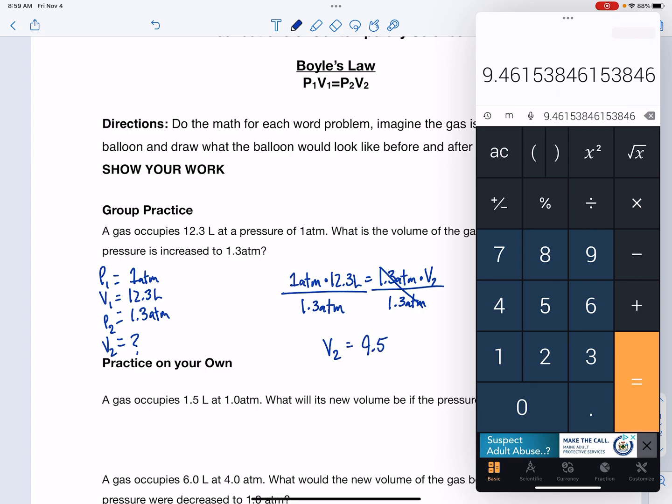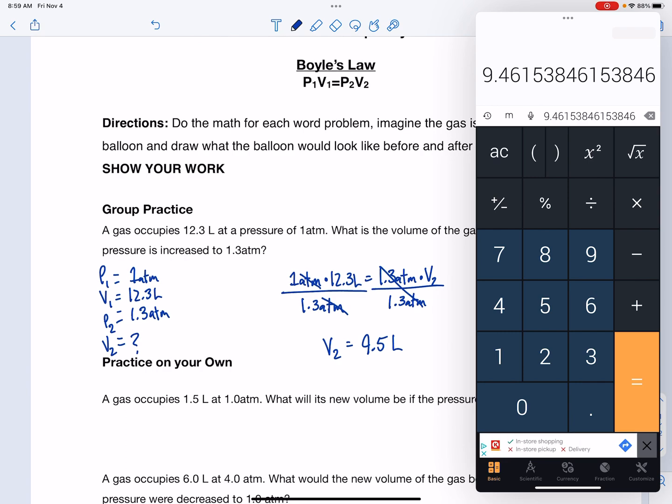Now we got to figure out what unit we're in. It's volume, so it must be liters, and we can actually tell it's liters because we have atmospheres on top and bottom, and they'll cancel each other out there in our math. So volume 2 is 9.5 liters, and that would make sense, right? If we have a nice red balloon at 1 atmosphere and we squeeze that balloon, we would expect it to shrink a little bit. We would expect its volume to decrease if the pressure goes up.